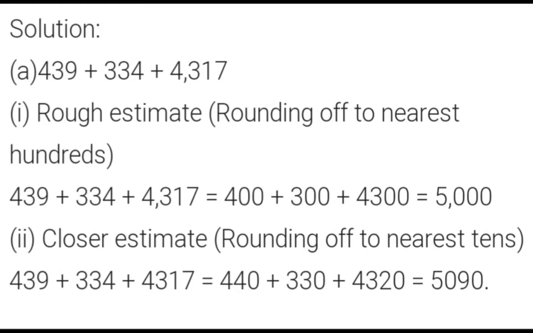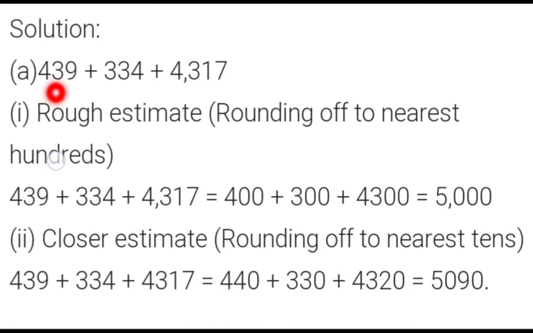The first question is 439 plus 334 plus 4,317. We are going to do the rough estimate by rounding each of these numbers to the nearest hundreds.